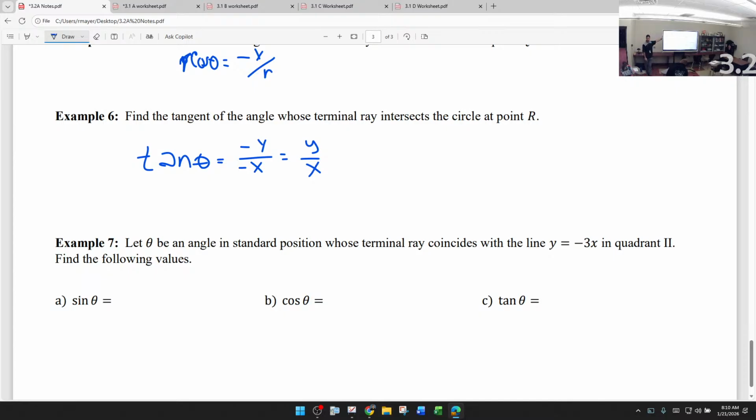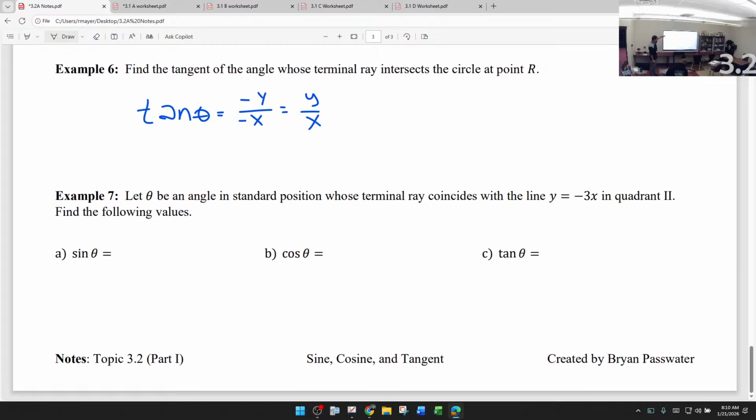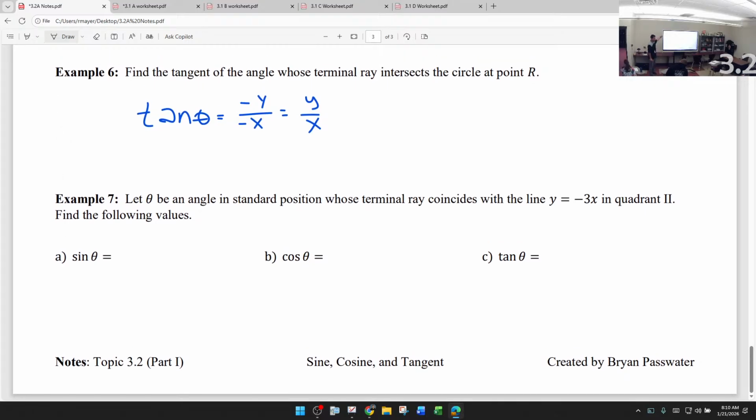I don't think they'll count you wrong for it unless they say simplify. Ooh, now they're not going to draw it for me. Is this the last one we have? Holy cow. So there's 3.2. 3.2 is broken up in twice. The unit circle stuff happens the second time. But I just wanted to teach you today. It's my favorite thing to teach because it's so easy. Maybe not for you yet. It will be. Theta, be an angle whose terminal ray coincides with y equals negative 3x in quadrant 2.